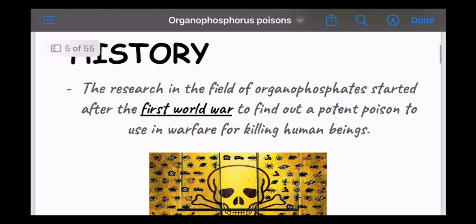So this is some of the history of organophosphorus poison. The research in the field of organophosphates started after the First World War to find out a potent poison to use in warfare for killing human beings. So this was the history, basically that's why organophosphates originated.